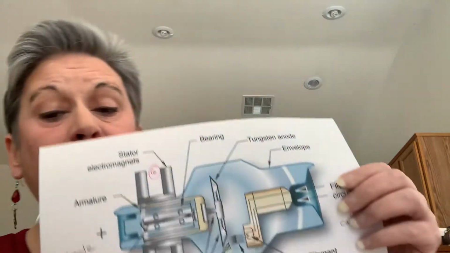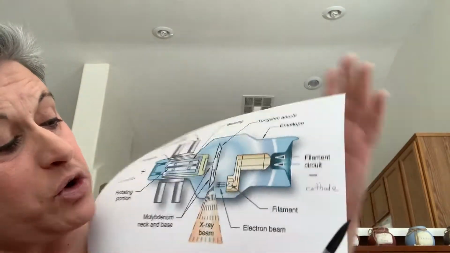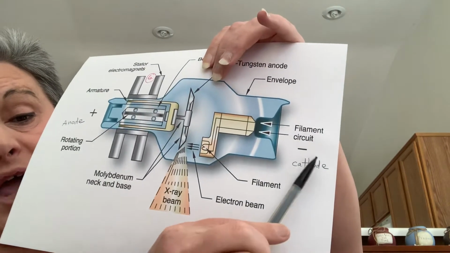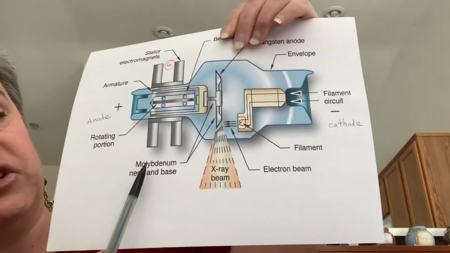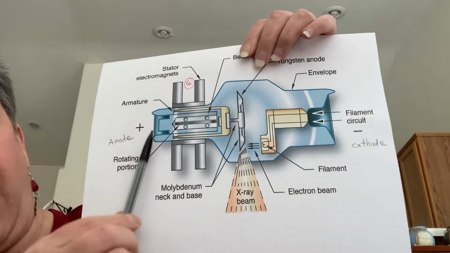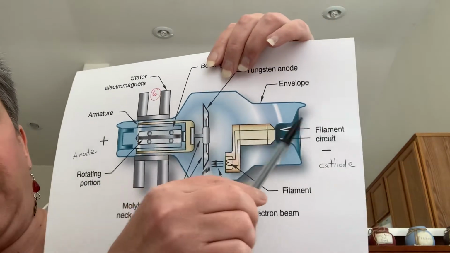Now, the cathode end of the tube is over here. The cathode is negative. Okay, that's why there's a minus there. The cathode has a negative charge. It's negatively charged, and the anode is positively charged. So here's the anode end, positive charge. Cathode end is negatively charged.